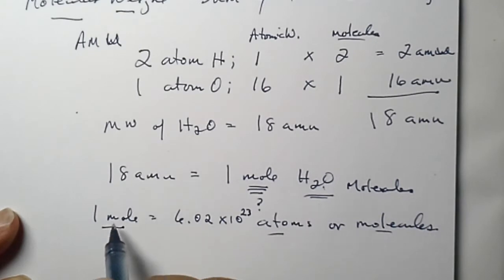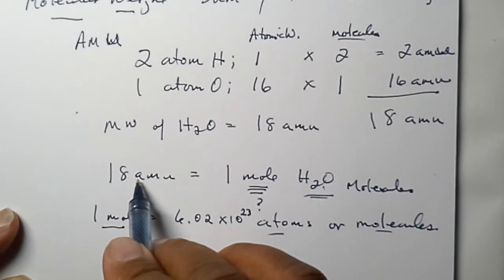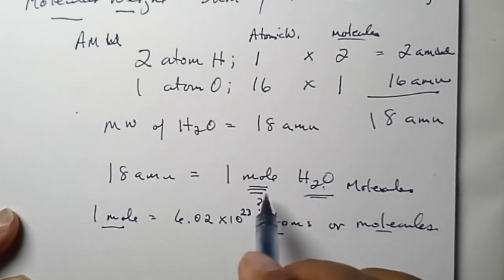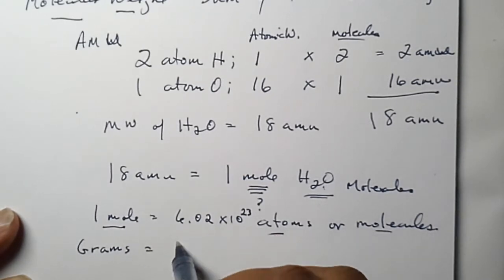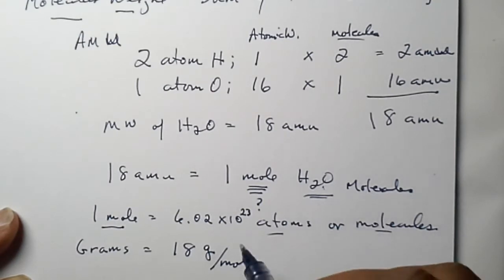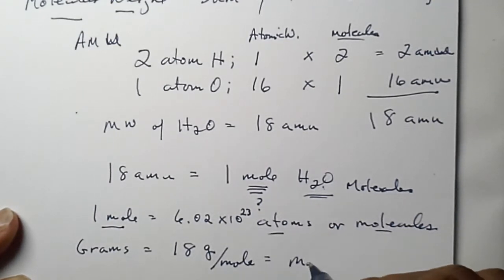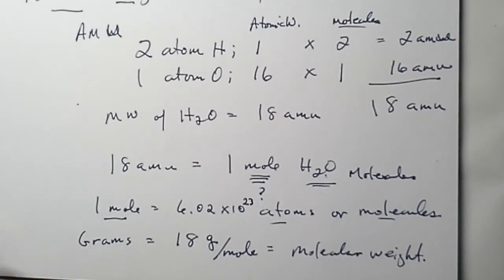And so if I have 18 atomic mass units, I have 1 mole of water. And if I want to express that in grams, it is also 18 grams per mole. And that is equal to the molecular weight of water. Okay, this is the simplest way I can put this.